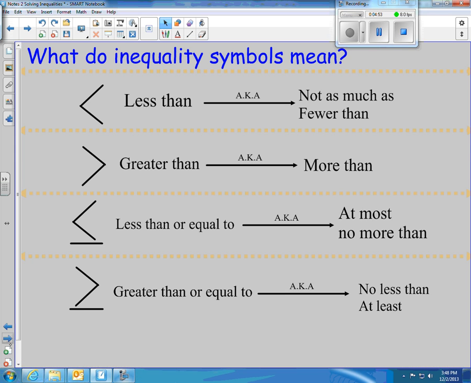Let's review some things about inequality symbols. So pause, fill this in on your chart.